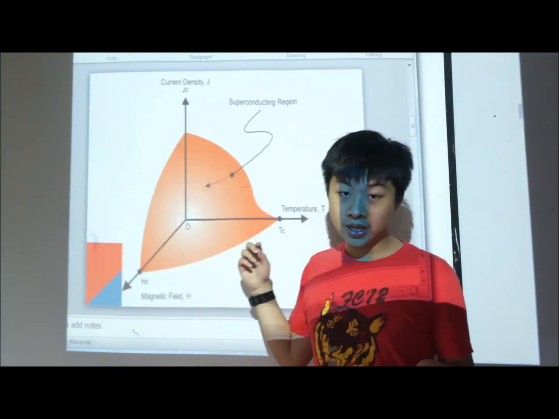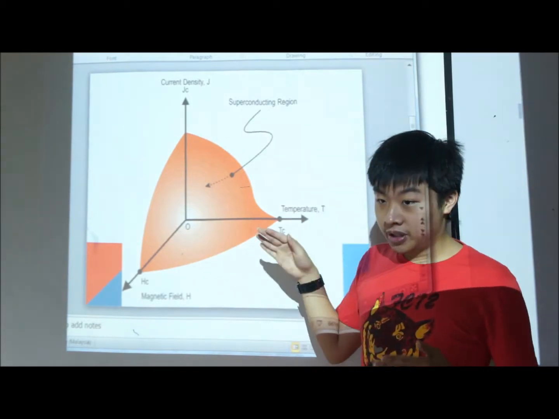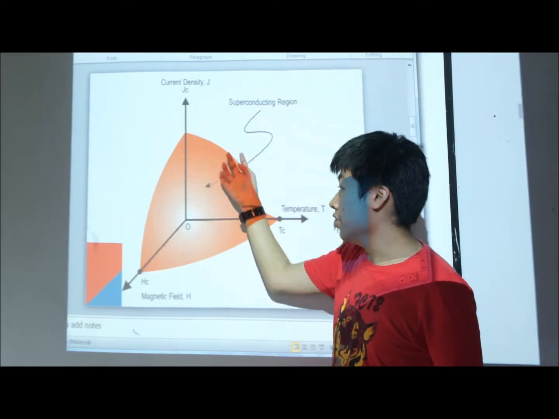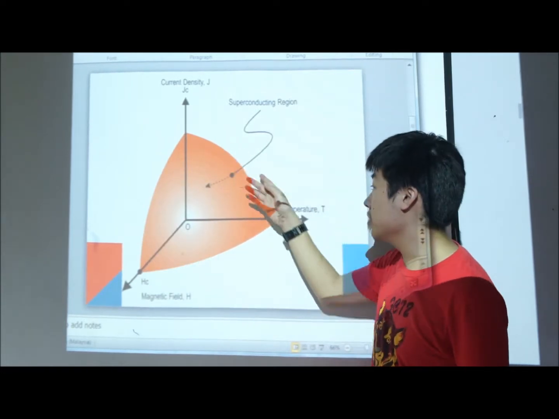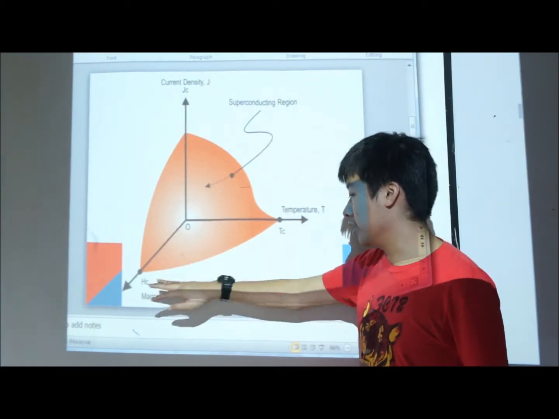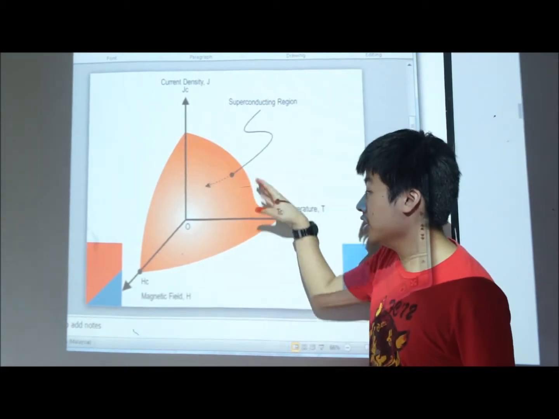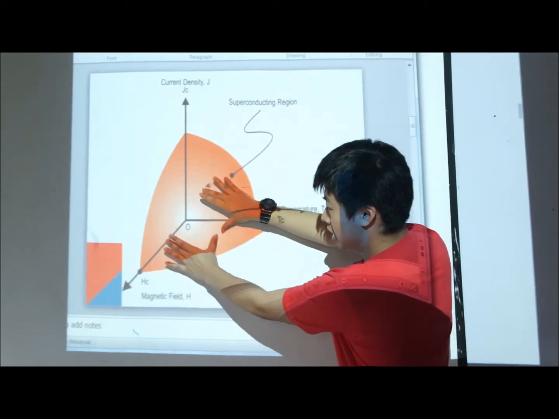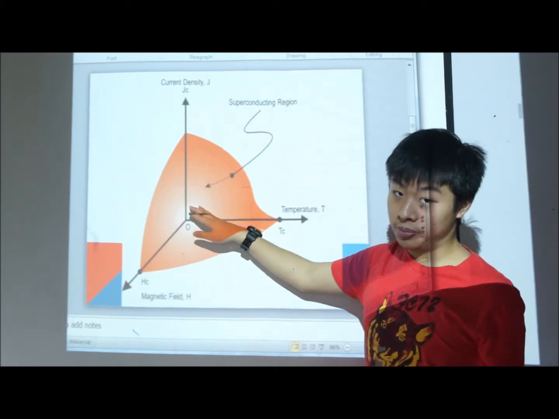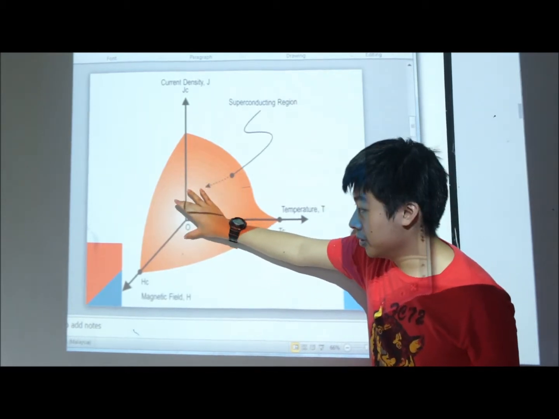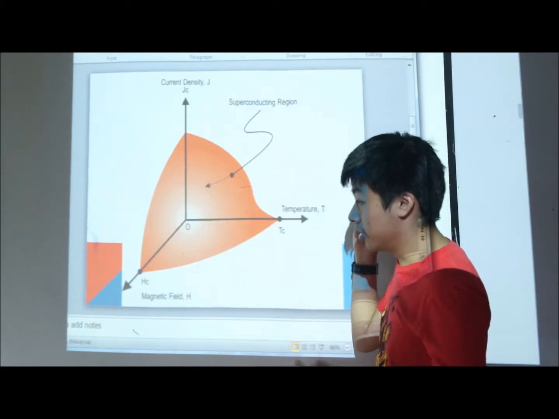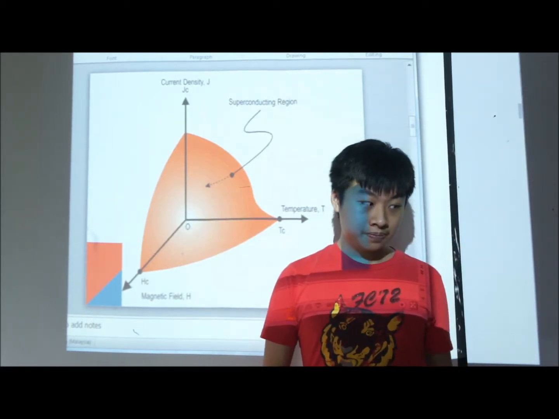If you put them into a graph, this will be the range of each. In this case, this material has this critical temperature, magnetic field, and current density. If they stay below this range, superconductivity would show up. This is the region right here. The closer it is to the origin, the better it is.